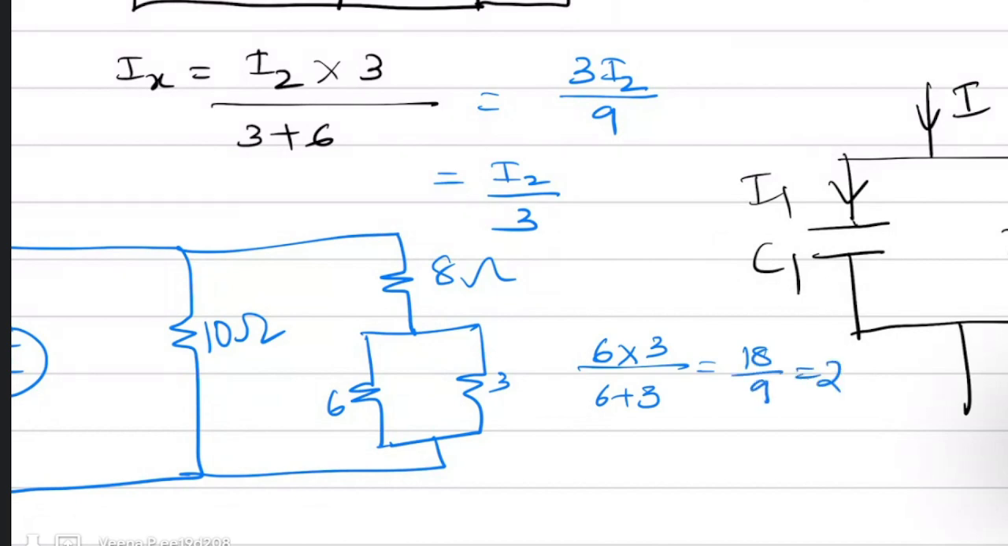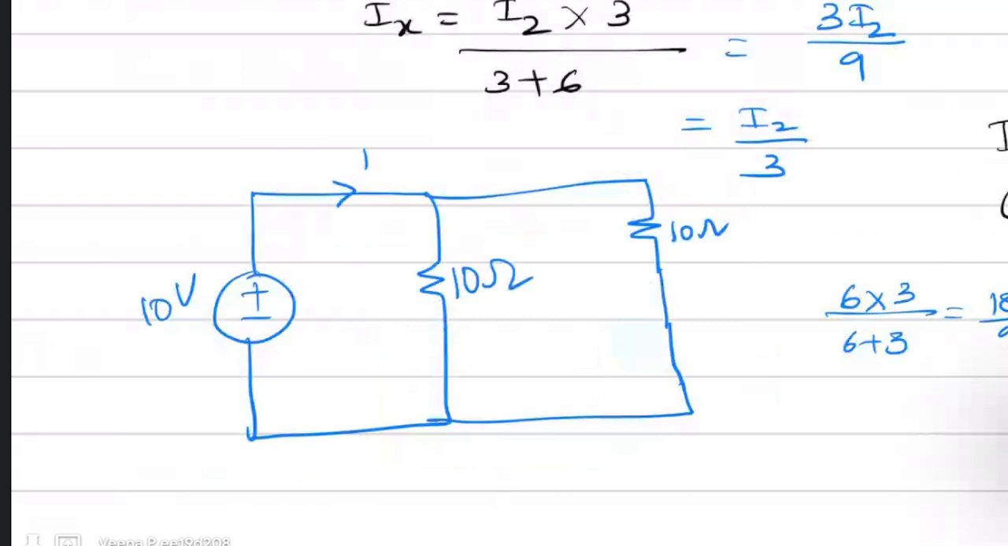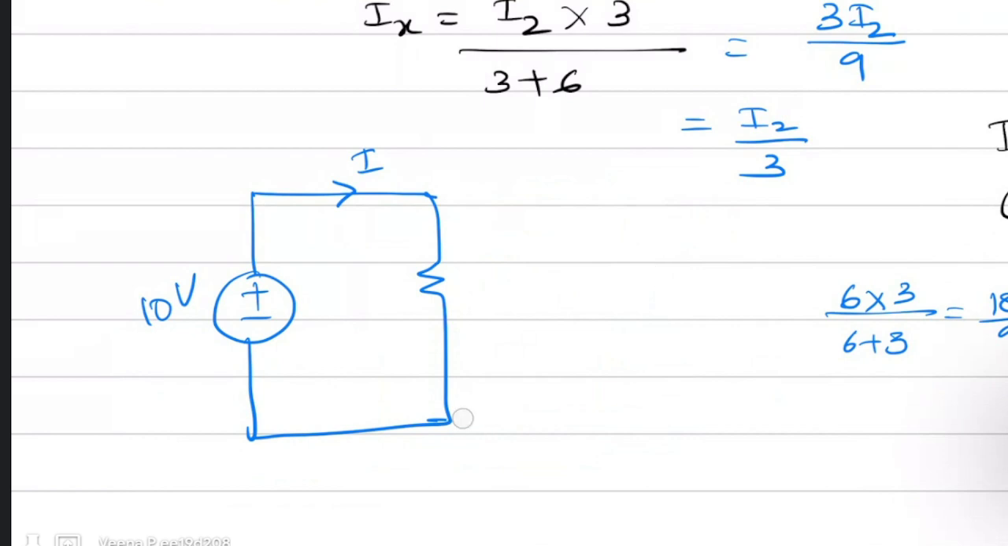So I can replace 6 and 3 in parallel with 2. Now 8 ohm is in series with 2 ohm, so I can replace this whole by 8 plus 2, 10 ohm. So I have a current I, it divides into two parts. Now 10 ohm is in parallel with 10 ohm, so the equivalent resistance will be half of the individual resistor. So 10 ohm in parallel with 10 ohm gives you 5 ohms. So this is the simplified version.